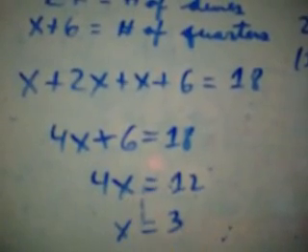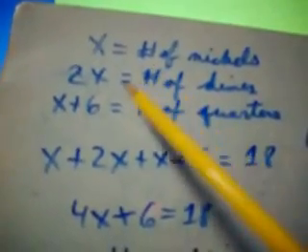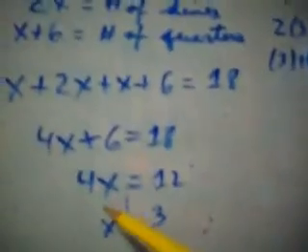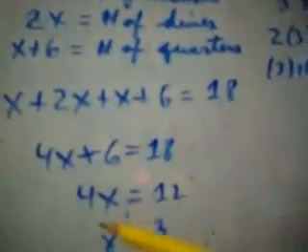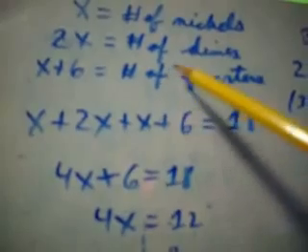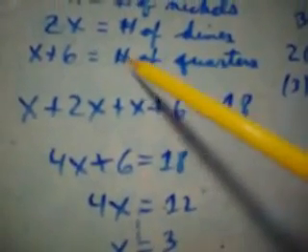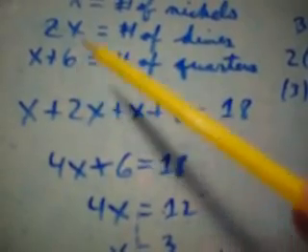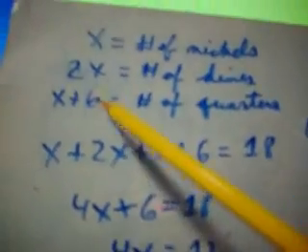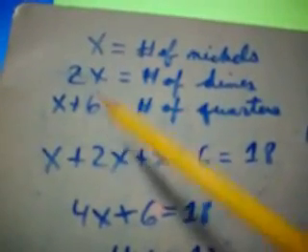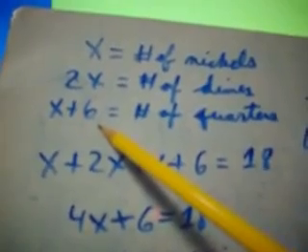Now what did we say x was originally? We said that x was the number of nickels. Well, if we multiply 3 times 2, we get 6. So that's the number of dimes that we have. Okay? And if we add 3 plus 6, we have 9 quarters, because that's the number of quarters that we have. Now we know the amount here, but we don't know the value of all those. Okay? How do we find that out?